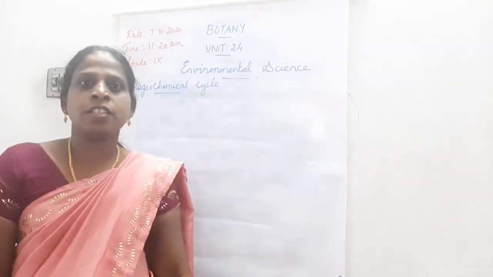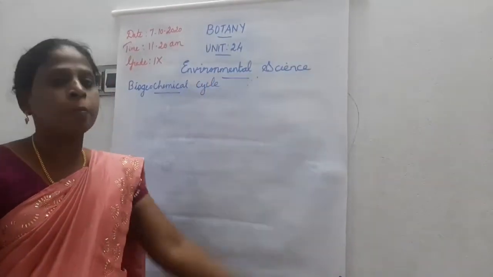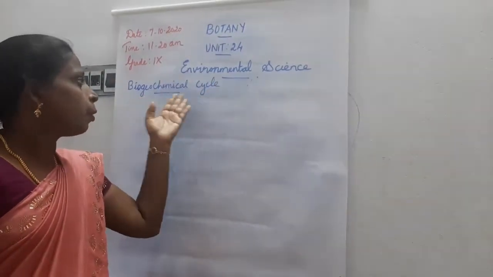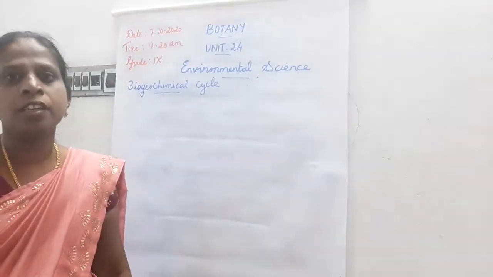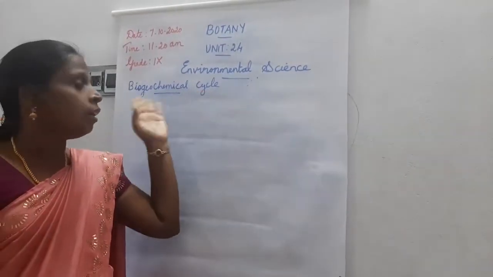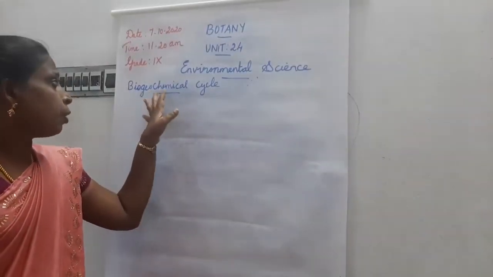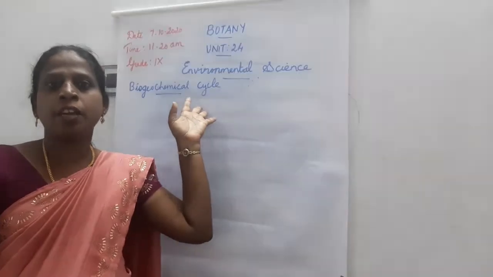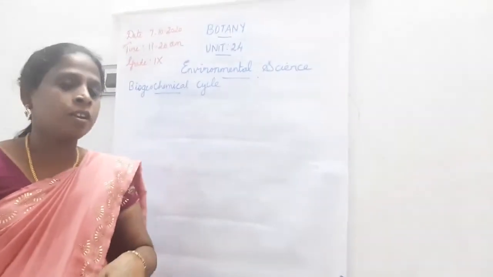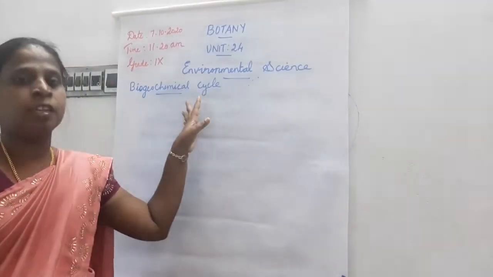So students, last week you have learned about the new topic, environmental science. In that chapter you have learned about the biogeochemical cycle. First we can recall whatever you have learned in the last class. So what is the biogeochemical cycle? The cyclic flow of nutrients between the living and non-living organisms is called the biogeochemical cycle.